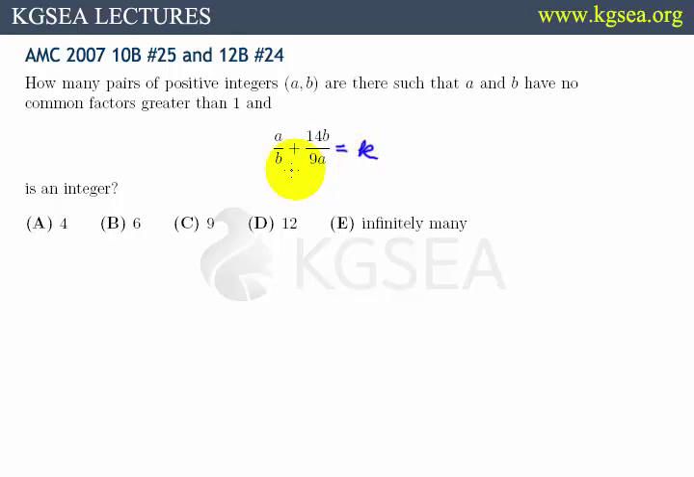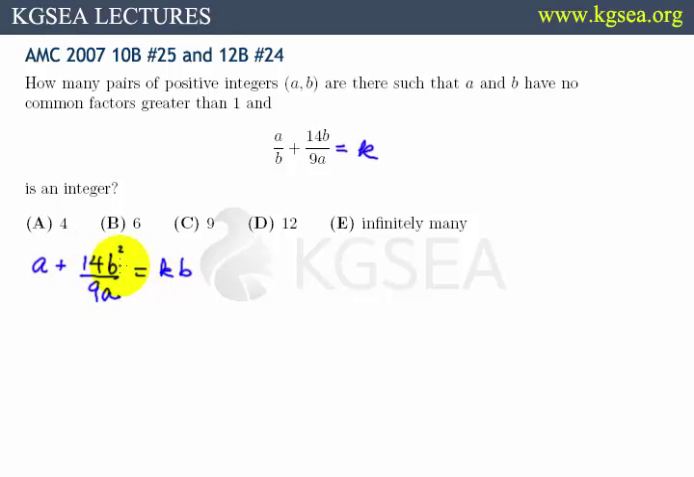So we have two fractions, which is bad news. Let's make it into one fraction. How? Why don't we multiply by b everywhere? Then what do we get? A plus, see, it became just a non-fraction. So I'm multiplying by b, so I get 14b squared over 9a equals kb.